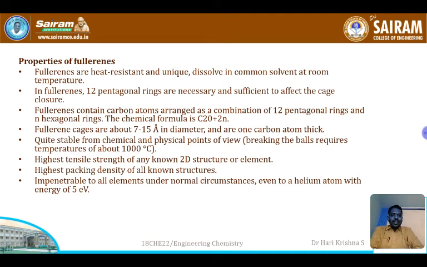The fullerene cages are about 7 to 15 angstrom in diameter and are one carbon atom thick. They are stable from chemical and physical points of view. That is, breaking the balls requires very high temperature. I am saying stable because if you want to break the hexagonal bonds, you are supposed to supply heat up to 1000 degrees Celsius. They have very high tensile strength of any known 2D structure or element, the highest packing density of all known structures, and are impermeable to all elements under normal circumstances, even to a helium atom with energy of 5 electron volts.